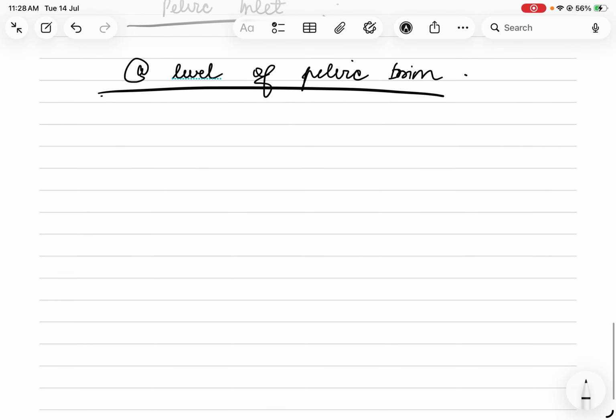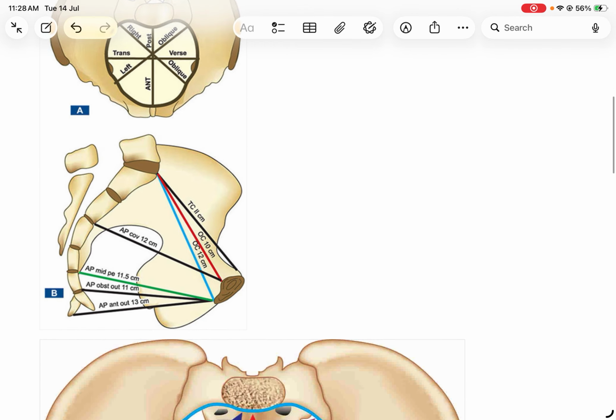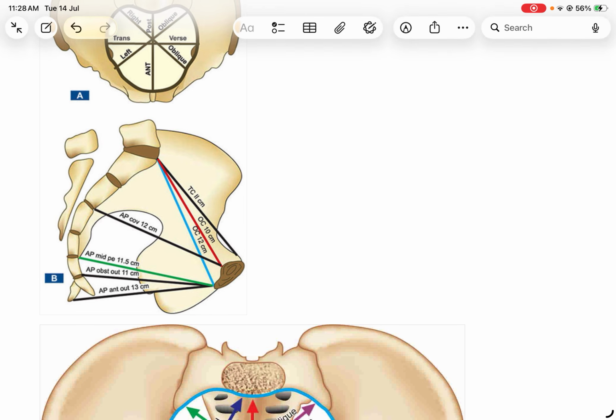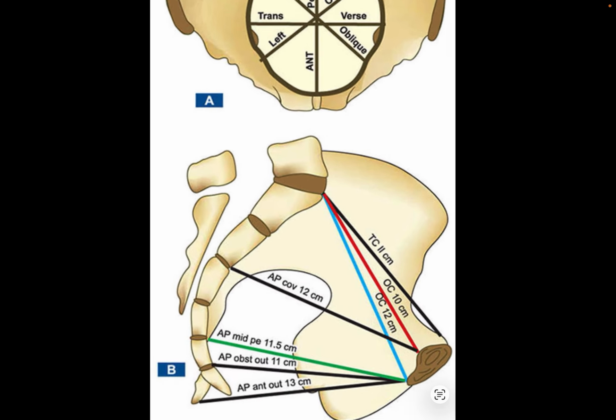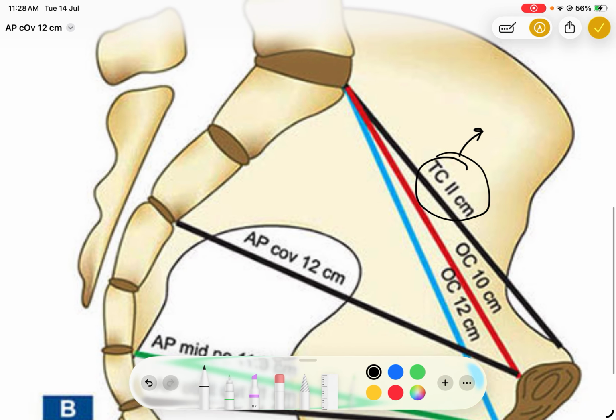Now come here. See, first we have true conjugate. See this image. What are you seeing? This is true conjugate, right? True conjugate is the line drawn from the sacral promontory to the upper border of the pubic symphysis. Sacral promontory to the upper border of pubic symphysis we have true conjugate, which is 11 centimeter.